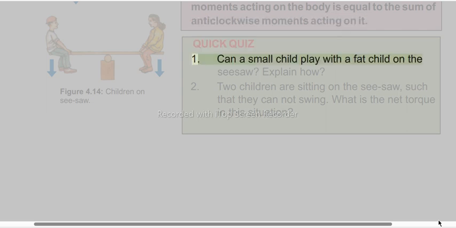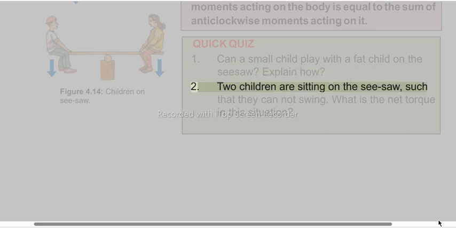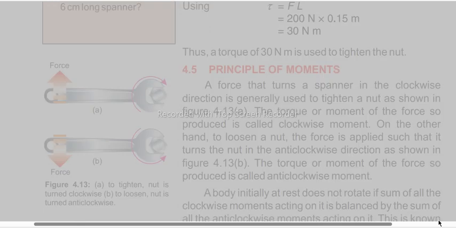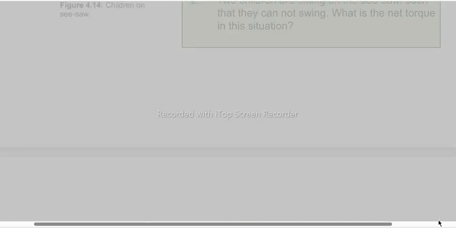Quick quiz. 1. Can a small child play with a fat child on the seesaw? Explain how. 2. Two children are sitting on the seesaw, such that they cannot swing. What is the net torque in this situation? Figure 4.13a, to tighten, the nut is turned clockwise. b, to loosen, the nut is turned anticlockwise. Figure 4.14, children on seesaw.